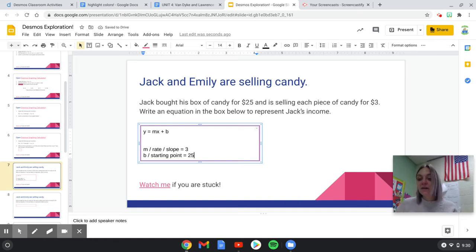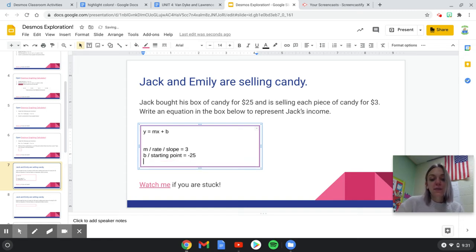But when he first bought this box of candy, he had to pay somebody $25 and he was not making any money yet. So this is going to have to be a negative 25 to represent he was paying someone for the candy versus selling the candy. He's not earning money off of it yet. So my equation is going to be y equals m is 3x minus 25. That's my equation for Jack.